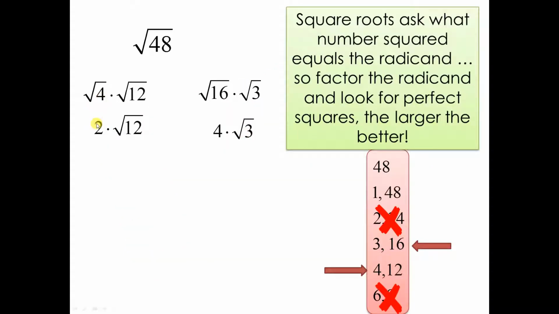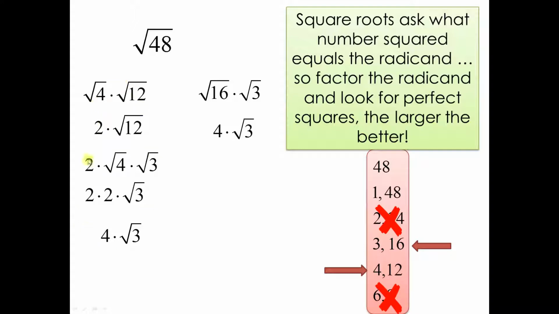4 and 12. All right, the square root of 4 is 2. Yes, but here's why we're not done. There's a factor of 12 that's a perfect square. It's 4. 4 times 3 is 12. Square root of 4 is 2. 2 times 2 is 4. And then we're done. Much more work over here.